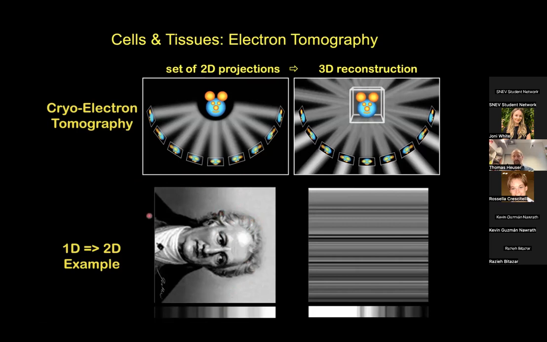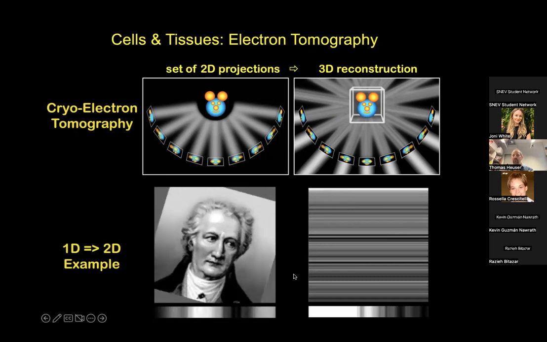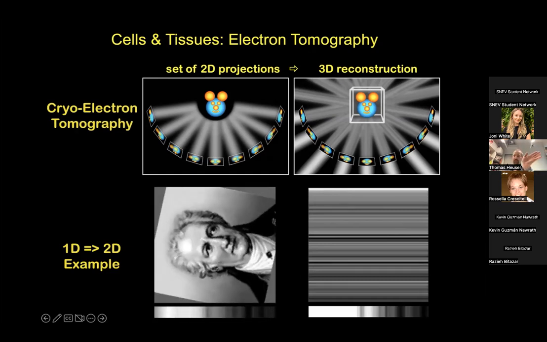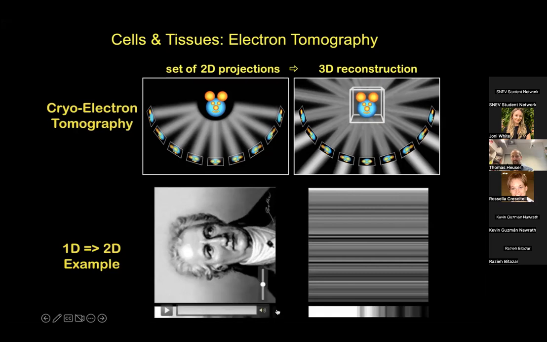So we have a 2D image here. And what you see down here is a 1D projection. Sorry, this is not working. And what you see down here is this 1D projection. If I now rotate my image around 180 degrees and record lots of different projections, with the sum of these projections I can basically get the 2D information back.